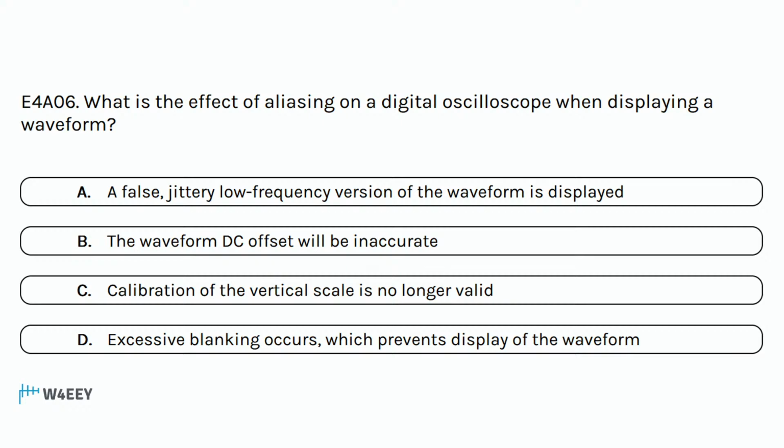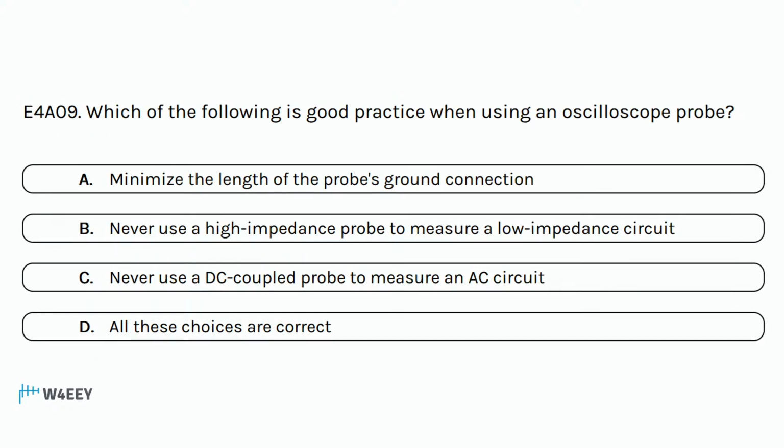Alpha. That's what you're going to get. You're going to get a false, a jittery, low frequency version of the waveform, as Dave showed us earlier. It doesn't look anything like the waveform is supposed to look like. It's an alias. So which of the following is good practice when using an oscilloscope probe?